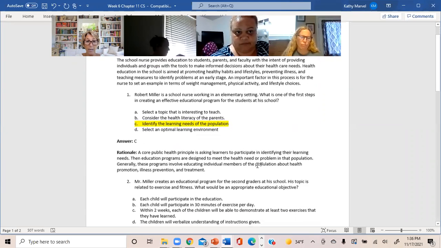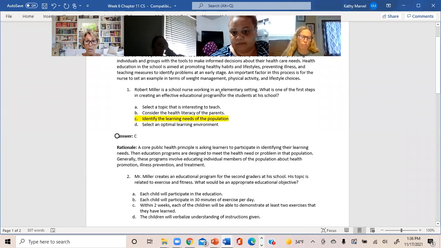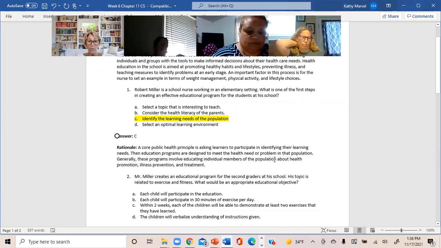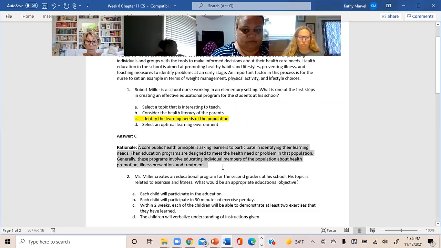How can he create an effective educational program if he doesn't know what the needs are? What are you gonna develop? Let's read the rationale. A core public health principle is asking learners to participate in identifying their learning needs. Okay, then the education programs are designed to meet the need. So that's what this is about. In order to develop a program, you have to identify needs.